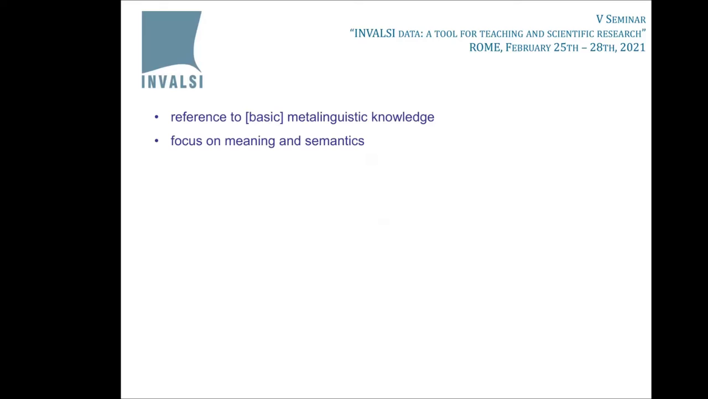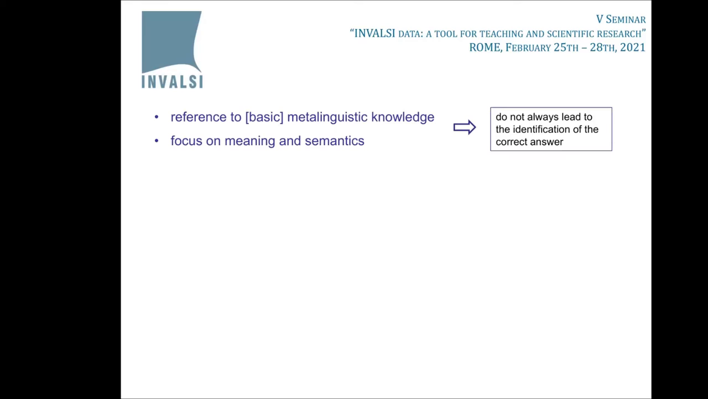In their answers, they make reference to some very basic metalinguistic knowledge, but they tend to focus on the level of meaning and semantics. So this is really interesting because subject is a syntactic category, but students still focus on the level of meaning and semantics. So their answers are very similar, surprisingly. But these kinds of reasonings do not always lead to the identification of the correct answer. Sometimes yes, sometimes no. We cannot see a big difference between the reasonings leading to a correct answer and those leading to an incorrect answer.